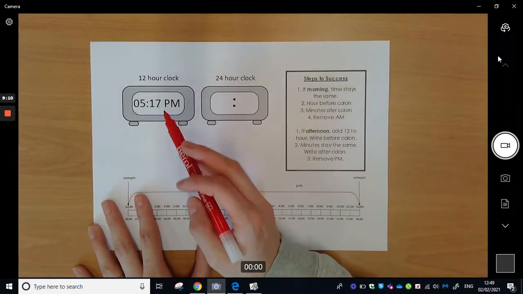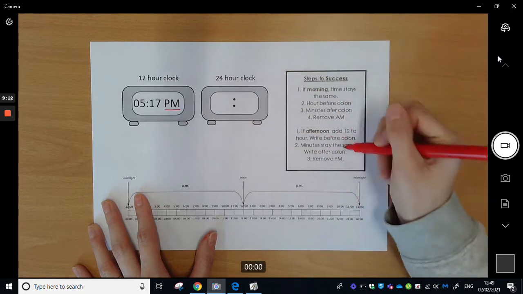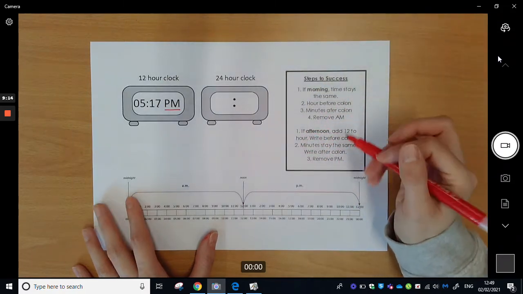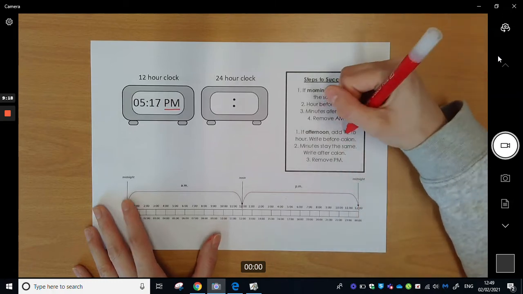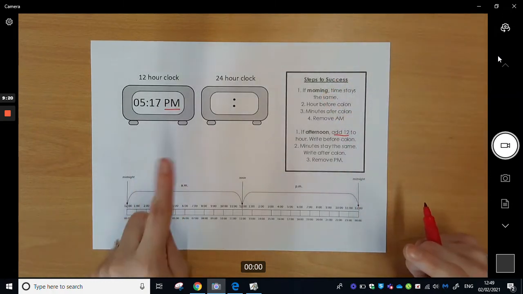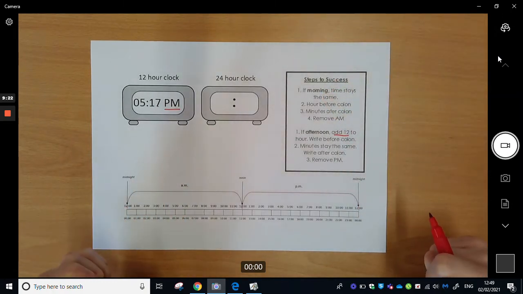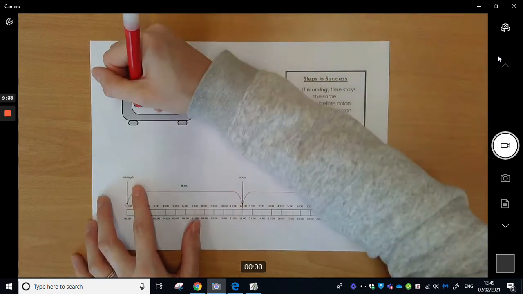So I've got PM again. So I know that I'm going to have to use these steps to success. It's going to have to change. So the first thing I need to do, if it's afternoon, remember I'm adding 12. So I want you to think, what is the hour in here? What is my calculation going to be? What am I going to be adding on 12 to? So hopefully you have remembered it is this one that goes first.